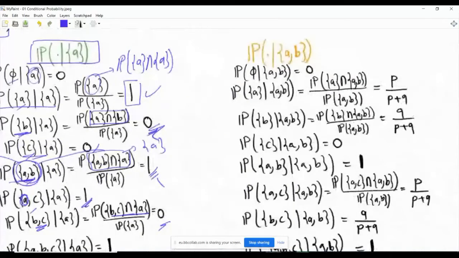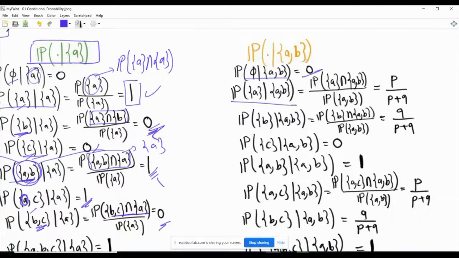Now what if we condition on A, comma B? Here again the intuitive thing is that A happened or B, A or B. So A union B, or A or B. Now, the empty set again, its intersection with any set is empty, so the probability will be 0 over something positive, so that's 0.